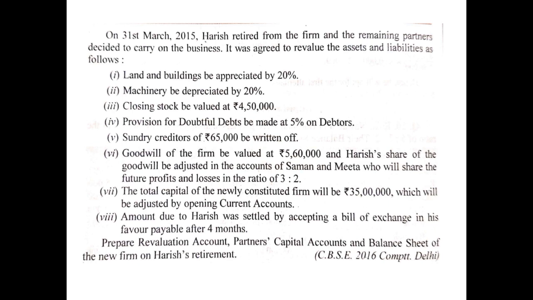Then sundry creditors of 65,000 to be written off. It is a decrease in liability and therefore will be shown on the credit side of revaluation account as by sundry creditors 65,000.